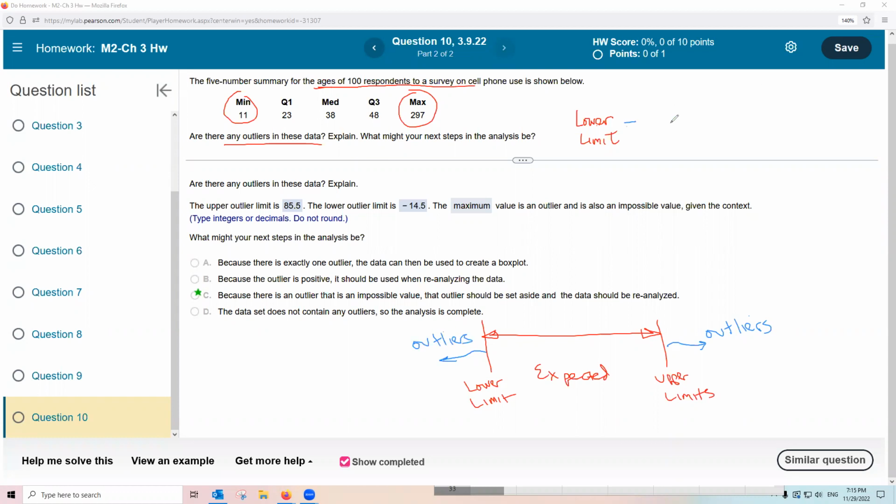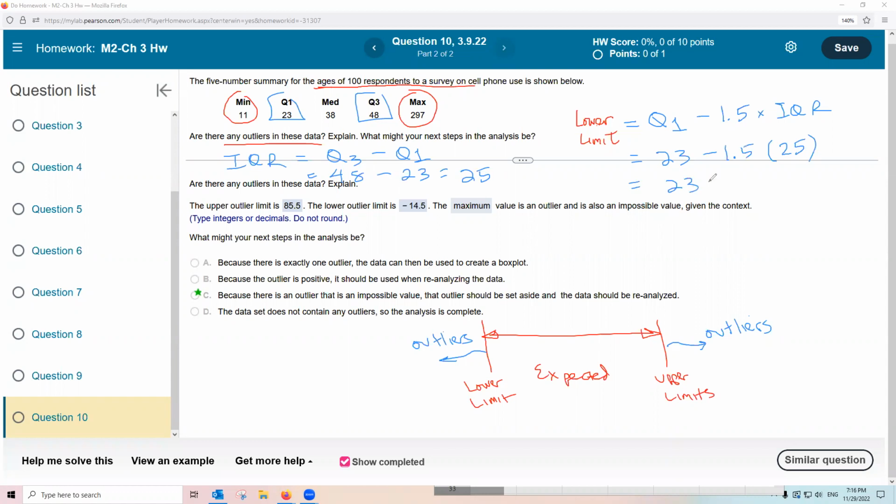So how do you find the lower limit? Well, the formula is you take Q1 minus 1.5 times the IQR. Now, the IQR is called the interquartile range, and you calculate it as Q3 minus Q1. Well, in our example, Q3 is 48, Q1 is 23. So when I subtract these numbers, I'm getting 25 for the IQR. All right, so let's plug that in here. For the lower limit, we need Q1, that's 23, minus 1.5 times 25, which is the IQR.